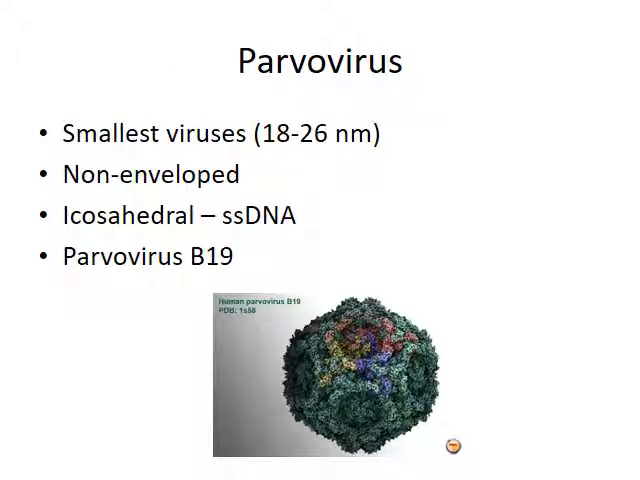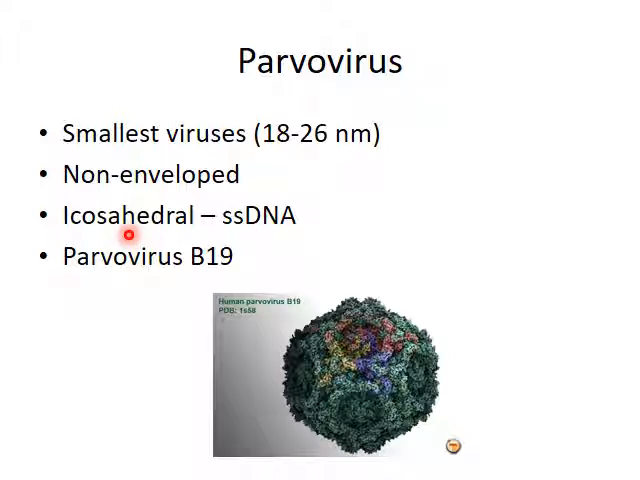We shall start with Parvoviruses. Now, parvoviruses are the simplest animal viruses infecting humans. They are the smallest viruses, whose size ranges from 18 to 26 nanometer. They are non-enveloped, single-stranded DNA viruses with icosahedral symmetry.